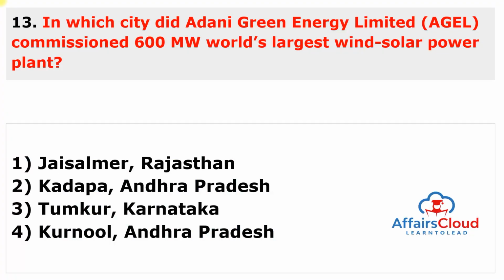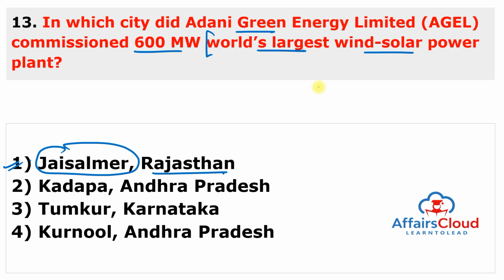Moving to next question. In which city did Adani Green Energy Limited commission the 600 megawatt world's largest wind solar power plant? This is the world's largest wind solar power plant. That's why this question is most important, and the area is Jaisalmer in Rajasthan. So answer of this question is 1.